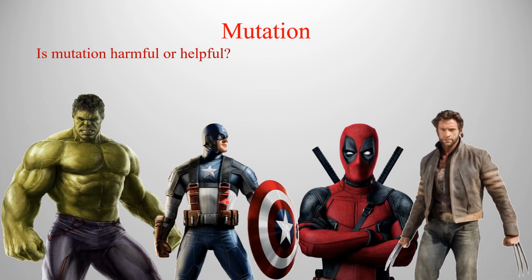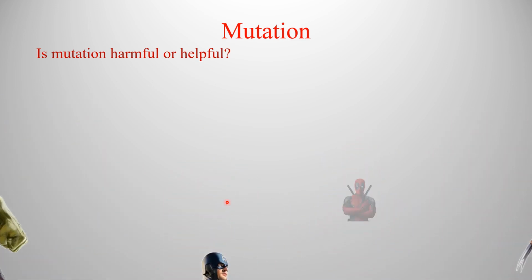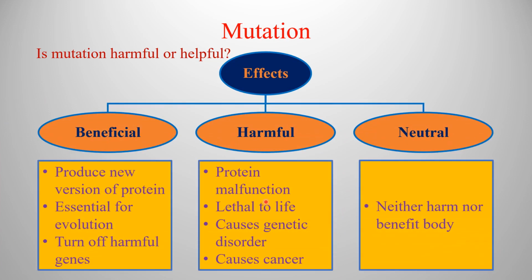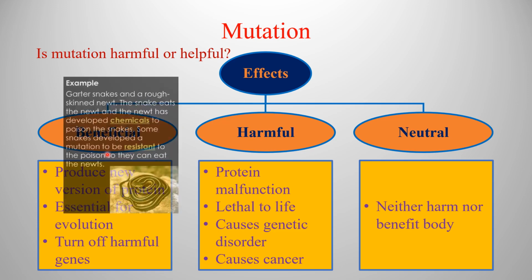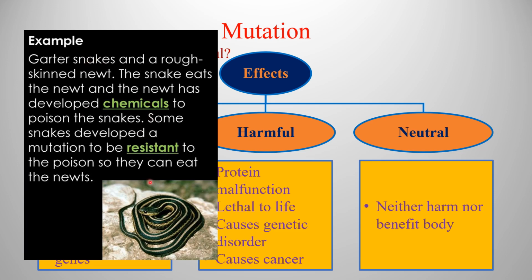Now let's see whether mutations are harmful or helpful. From centuries, mutation has been the source of superpowers in many Hollywood movies, but not in real life. Mutations can be either beneficial or harmful or neutral. Certain mutations can result in the production of new version of proteins with more advantage. For example, there are some snakes that eat newts but the chemical present in newts actually poisoned the snakes. Later it was found that mutation in certain snakes made them resistant to this poison.